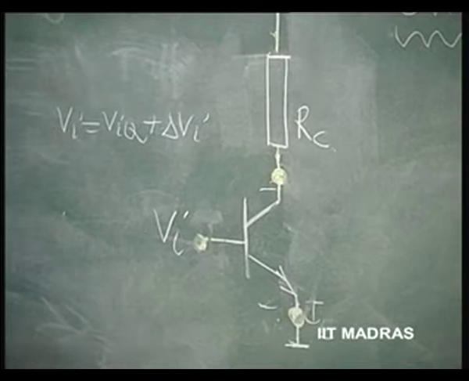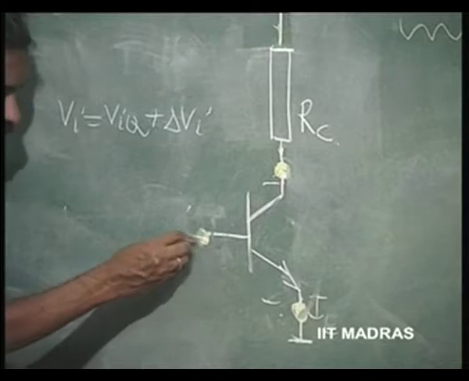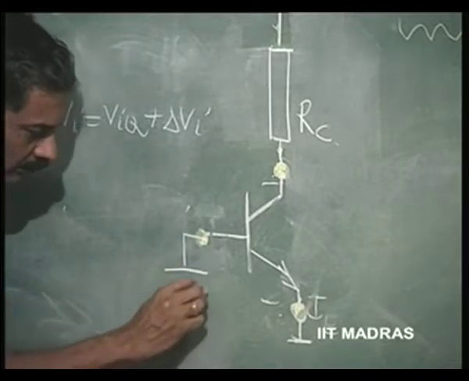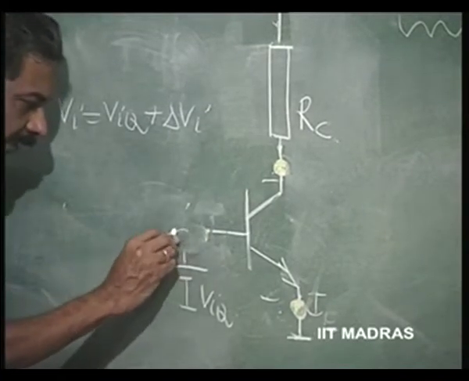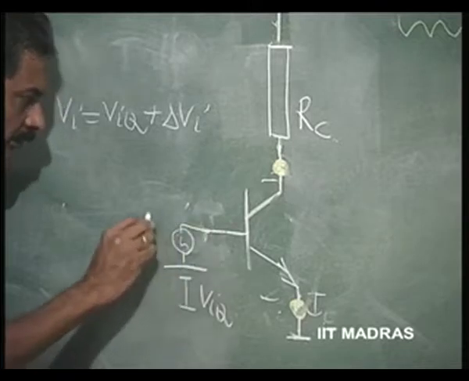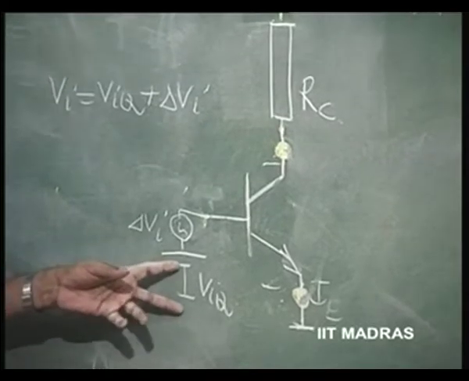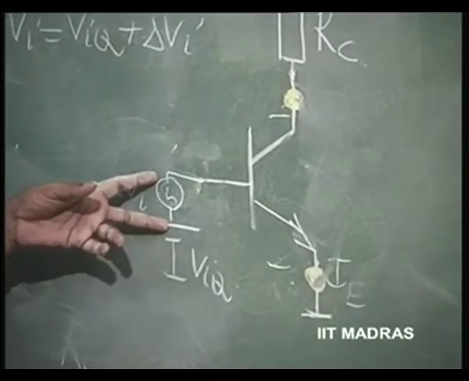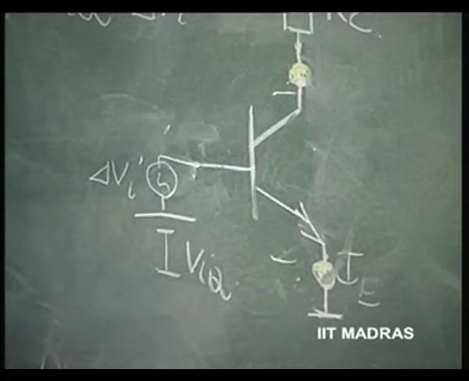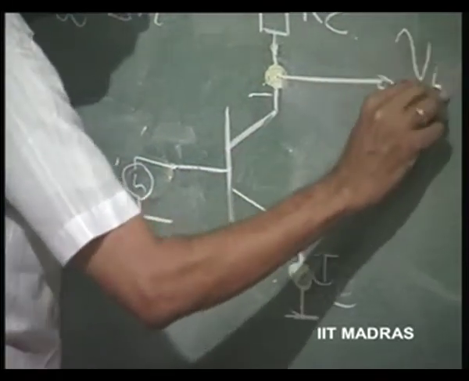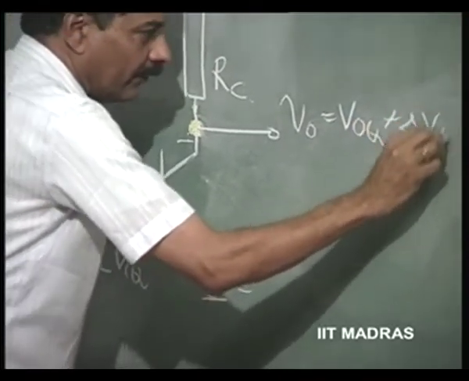How do you apply this? VIQ can be a battery. Now, delta Vi should be a source which should come in series with it. So I have to put a battery which has a voltage of VIQ in series with a small signal of delta Vi in order to sustain this kind of thing. At that point of time, I can get V naught, which is V naught Q plus delta VO. That is what we have said.